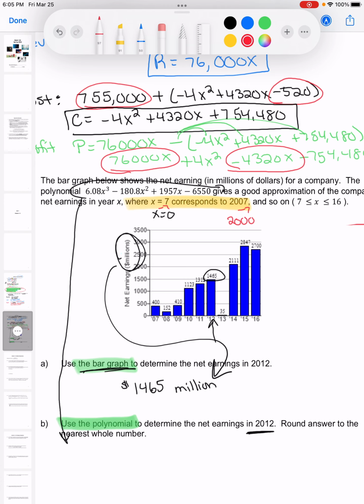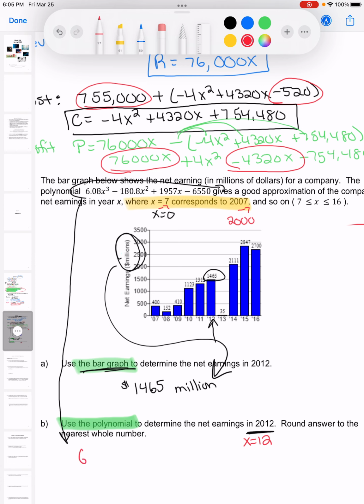That's our starting year. I gave us the year 7. So to get 7 to turn into 0, I just subtract 7. And so I subtracted 7 from the other side as well. So that means the year 0 is 2000. The year 7 is 2007. And so what I'm going to be plugging in is 12. 12 is going to represent 2012.